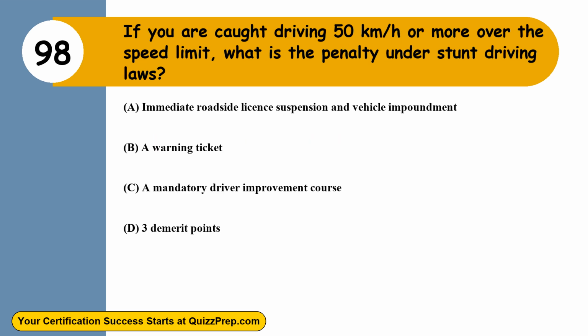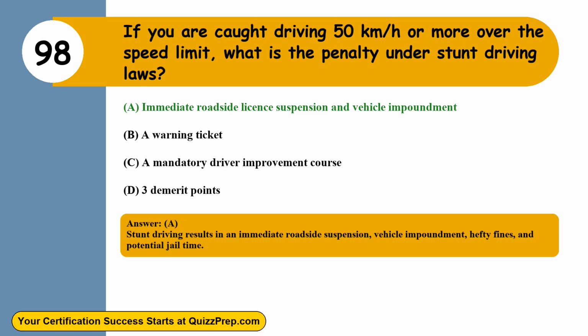Question 98. If you are caught driving 50 km/h or more over the speed limit, what is the penalty under stunt driving laws? Option A, immediate roadside license suspension and vehicle impoundment. Option B, a warning ticket. Option C, a mandatory driver improvement course. Option D, 3 demerit points. The correct answer is option A, immediate roadside license suspension and vehicle impoundment. Stunt driving results in an immediate roadside suspension, vehicle impoundment, hefty fines, and potential jail time.